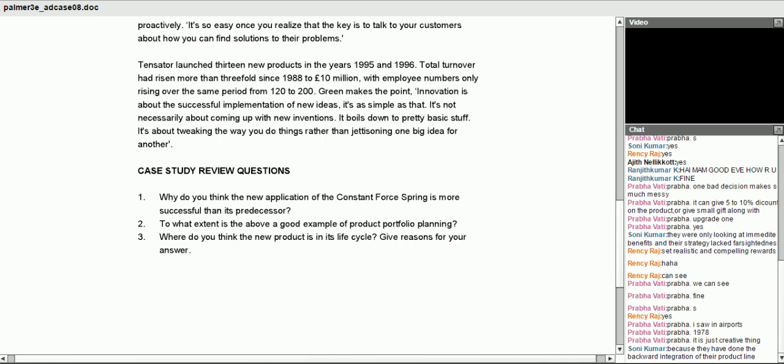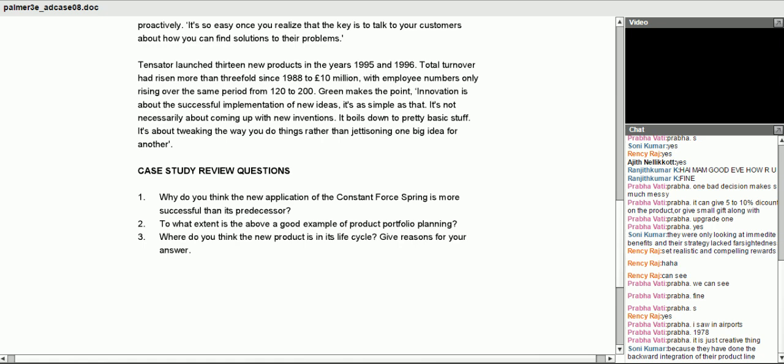They have done the backward integration of their product line. Okay, yes, Sony. They were trying to enhance what they already had in their hand. They were working on that line. So that was something good that paid off for them. Okay.